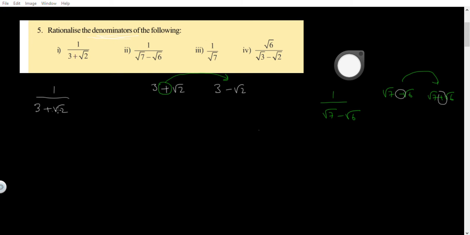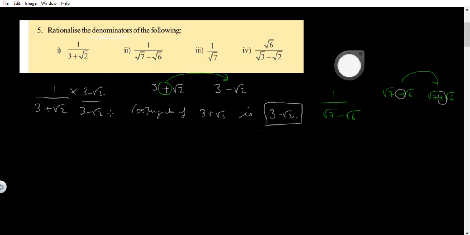See here, now you should find the conjugate of 3 plus root 2. You should write it down like this. Conjugate of 3 plus root 2 is 3 minus root 2. That is to be taken and multiplied and divided with the given fraction: 3 minus root 2 by 3 minus root 2. So one should be multiplied, and in the denominator we get a plus b times a minus b.